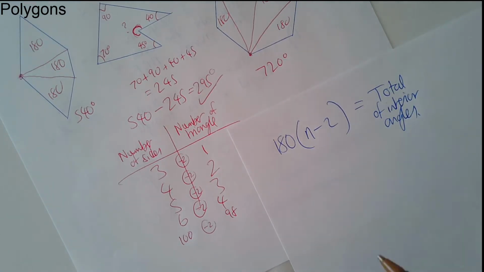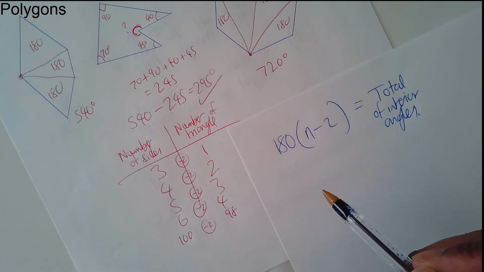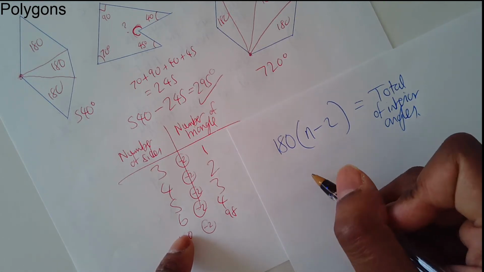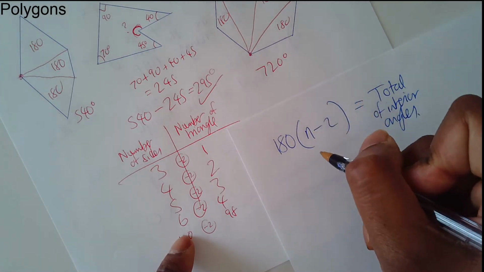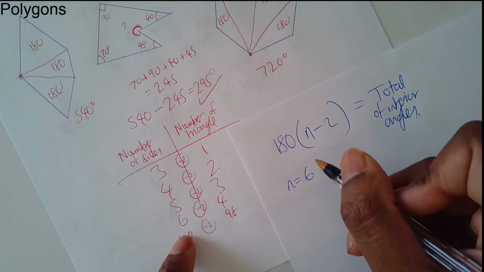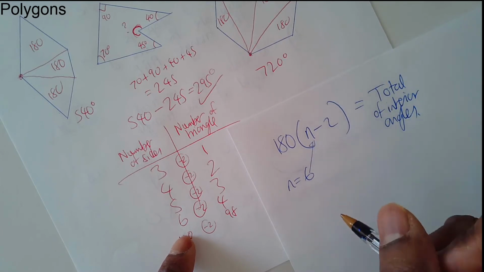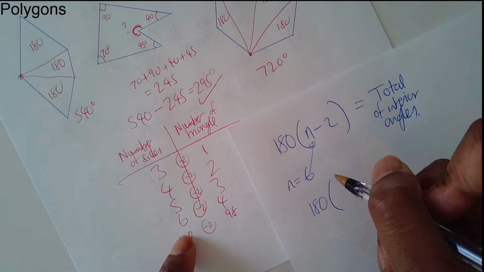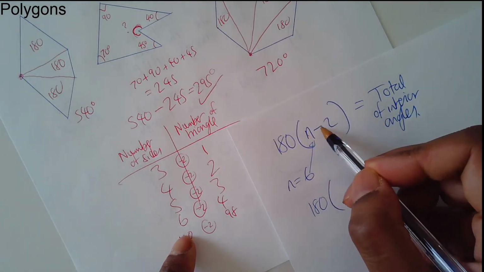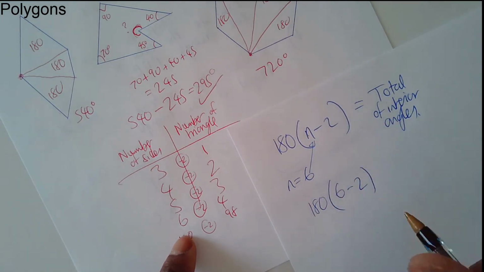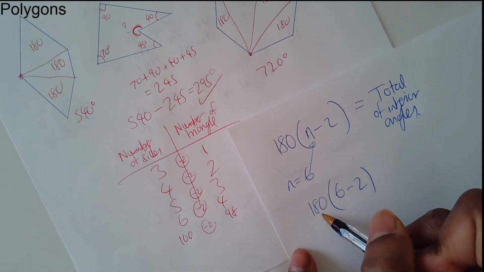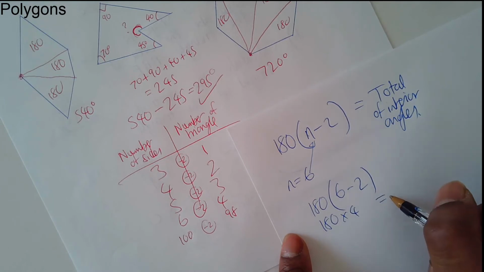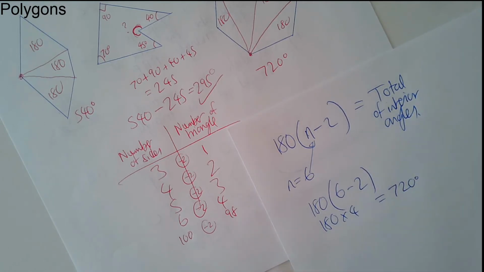So let's see that working then. Let's suppose we have a six-sided shape. So n would be 6. So we need to substitute this into the formula. So we have 180. n is 6. That's going to be 6 take away 2. So what do we have here? That's 180 times 4. That gives you 720 degrees.